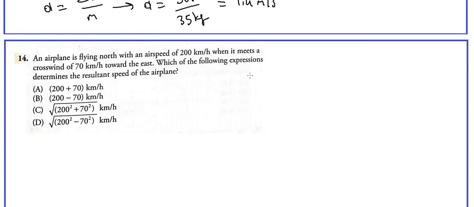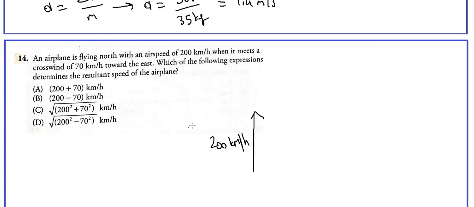An airplane is flying north with an airspeed of 200 km per hour. When it meets a crosswind of 70 km per hour towards the east, which of the following expressions determines the resultant speed of the airplane? So we have again some vector flying to the north, with the airspeed of 200, and it meets the crosswind of 70 km per hour towards the east.